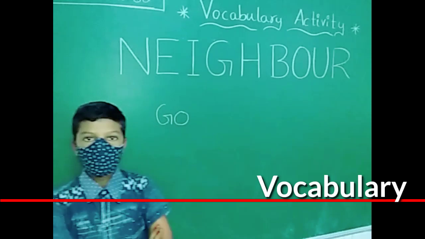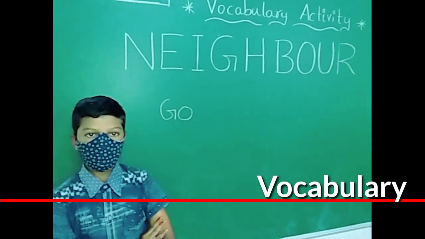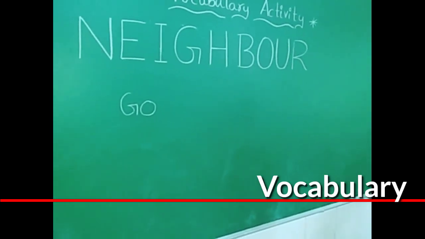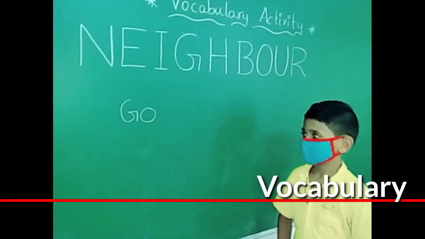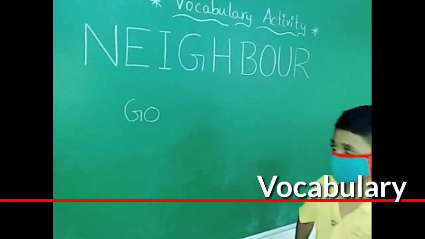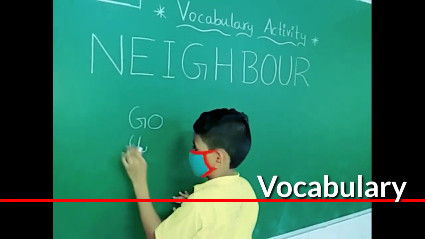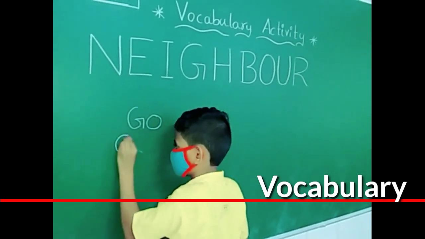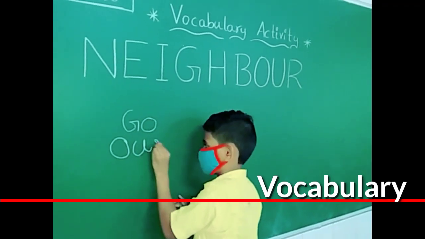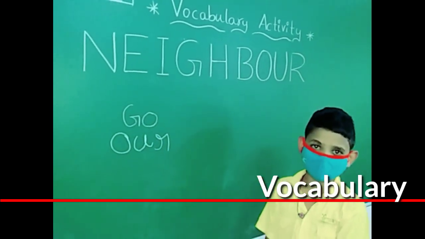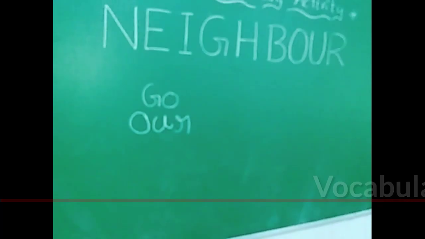What is that? Good. Write another word by using these 9 letters, okay? Write down. Our. Very good.